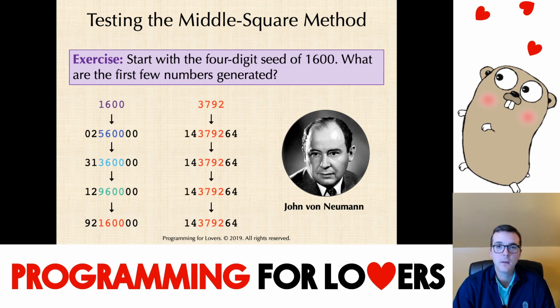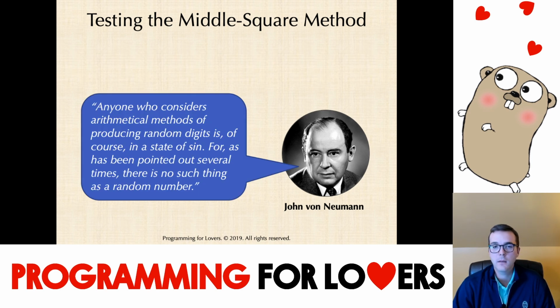And von Neumann had a huge impact on a number of different fields, not just blowing people up, but things that we're going to see later on in the class about the fundamentals of computing. And he has a famous quote here where he says, anybody who considers arithmetical methods of producing random digits, that is, methods that are based off of addition, subtraction, multiplication, division, squaring numbers, and so on, anybody who considers doing that is, of course, in a state of sin, for as has been pointed out several times, there is no such thing as a random number.